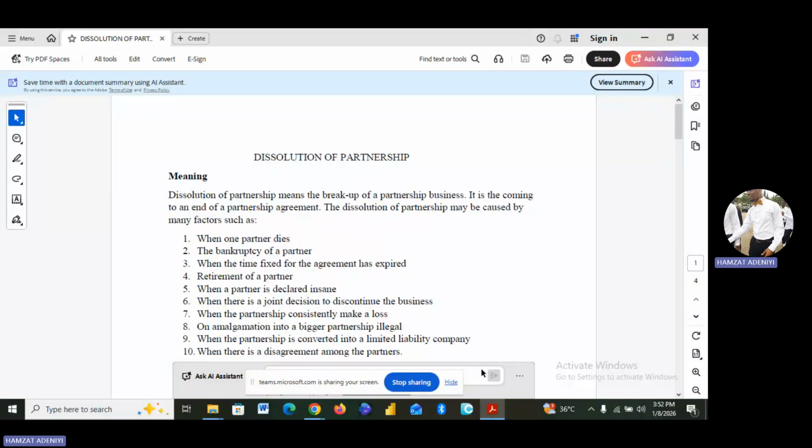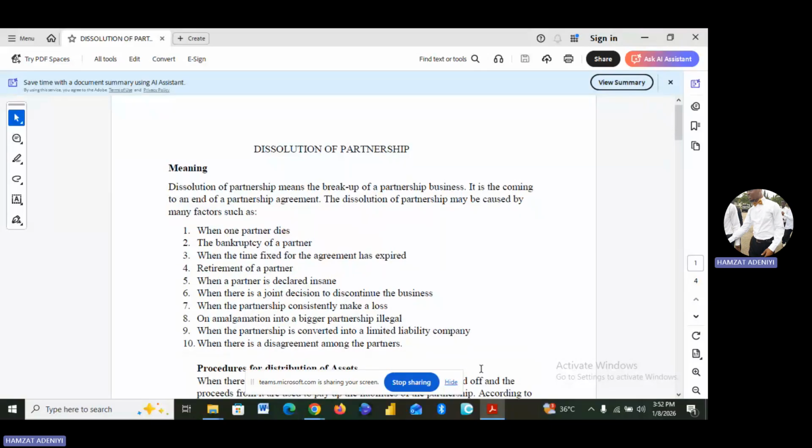So the partnership dissolves. When the partnership is converted into a limited liability company, of course, that's an improvement to the business. So definitely the partnership ceases to exist. Then we now have a new company called the limited liability company. And also when there is a disagreement among the partners, it can also lead to the dissolution of partnership.